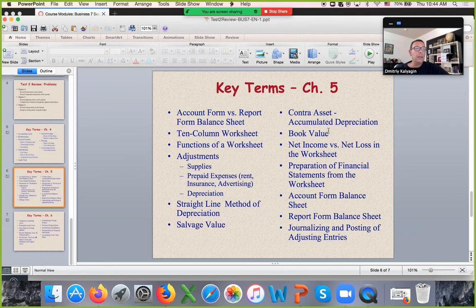And guys, we completed the worksheet. We prepared financial statements from the worksheet. And as I mentioned before, you used account form balance sheet in the first few chapters, and we started using the report form. And then the chapter ended with recording, journalizing, and posting of adjusting entries.